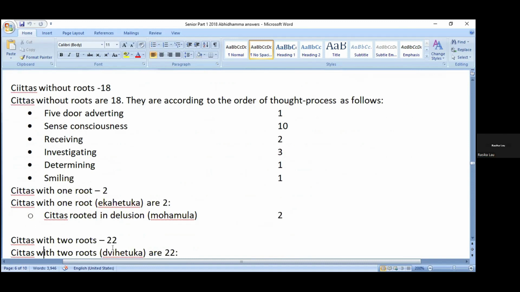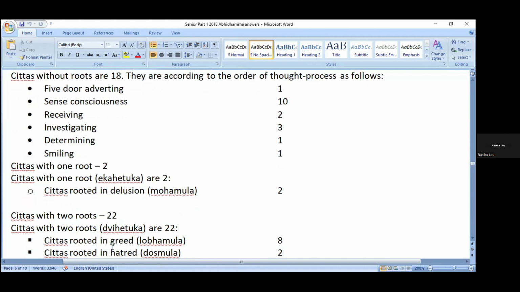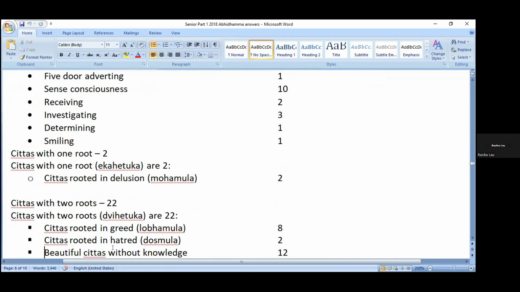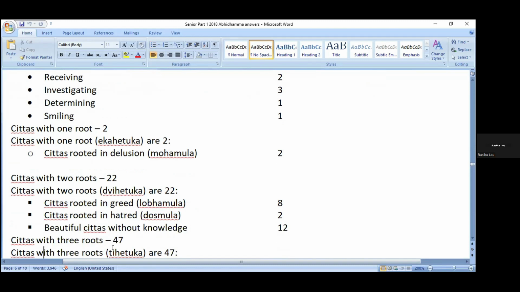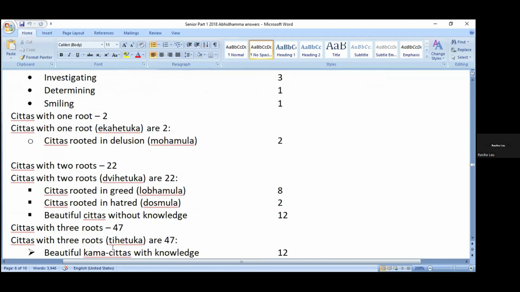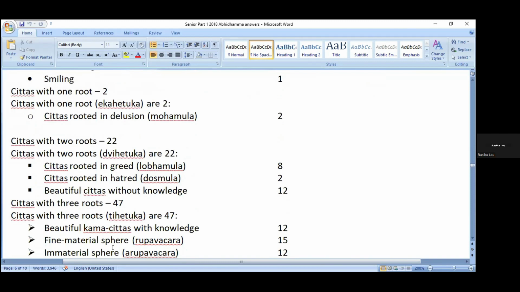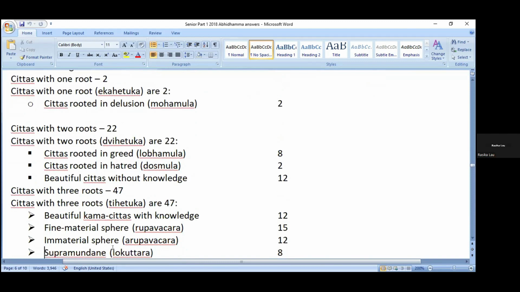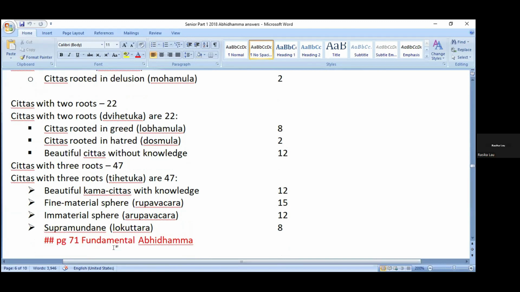Then we talk about chitta with 2 roots, 22. What are they? Chitta rooted in greed, lobha, 8; rooted in hatred, 2, as mentioned above; then beautiful chitta without knowledge, 12. Then chitta with 3 roots, 47. They are beautiful kamavachara chitta with knowledge, 12; rupavachara, 15; arupavachara, 12; then supramundane, lokuttara, 8. This is also in my easy booklet.